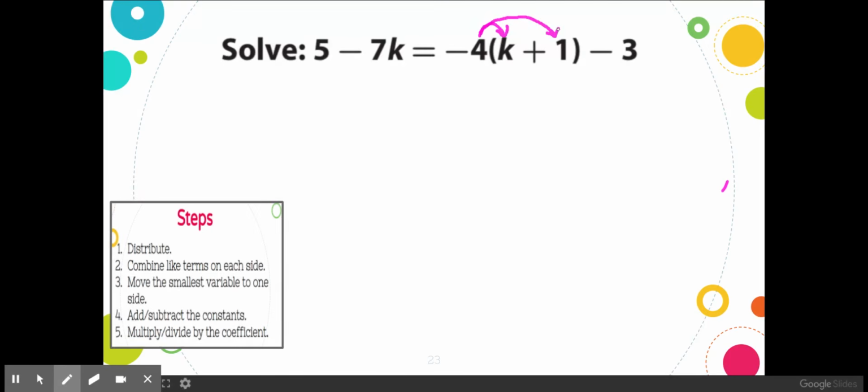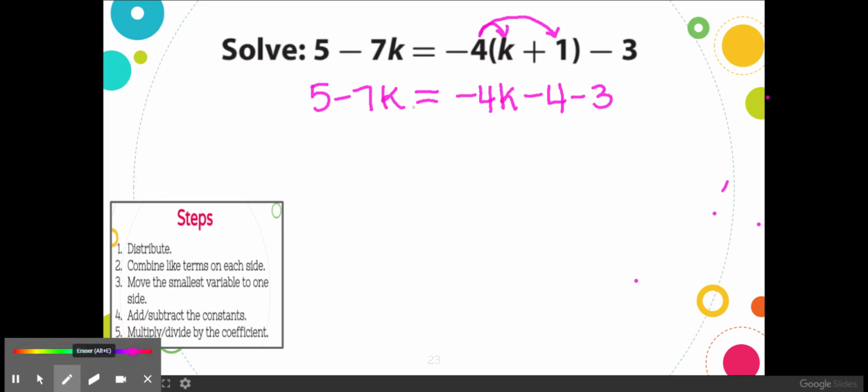And remember, when I distribute, that means that I'm going to multiply what's outside by everything inside. So I get negative 4 times k, which is negative 4k. Negative 4 times a positive 1 is negative 4. And then bring down that minus 3, and then we didn't do anything to this side, so I'm just going to bring that all down. All right, so I have this equation now.